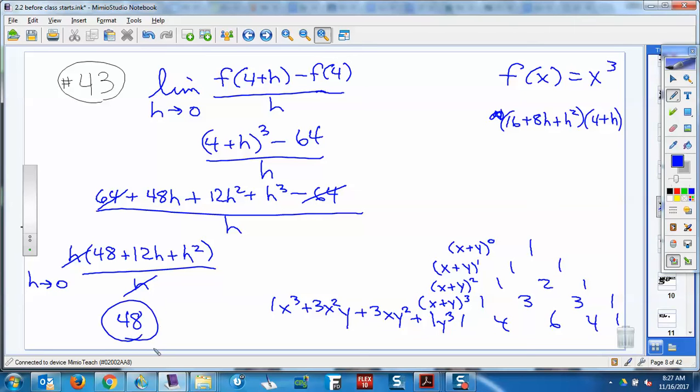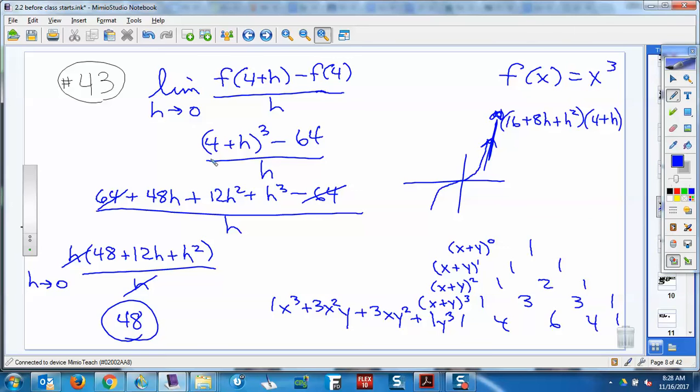48. That seems like a big slope. But it is x cubed, and x cubed goes up really fast, and by the time you get out here to 4, it probably is really steep. Okay, so it probably is. I wanted to talk a little bit about that expansion, because that's going to come in handy here a little bit.